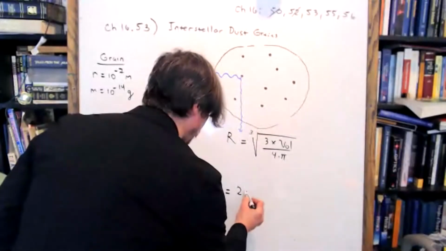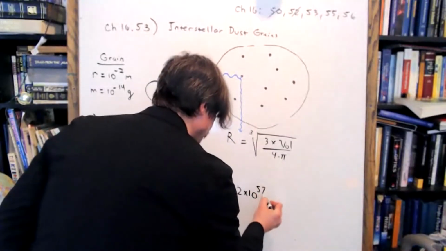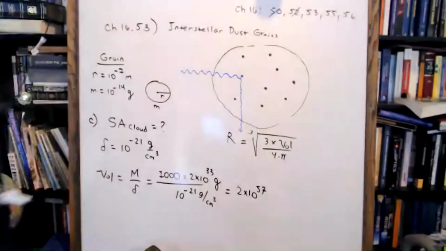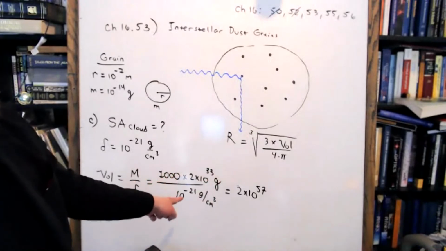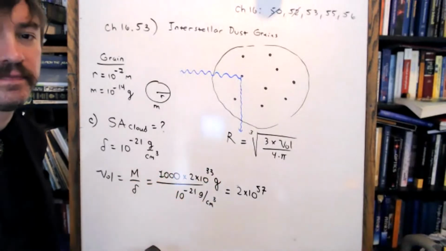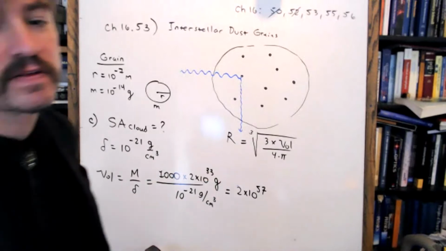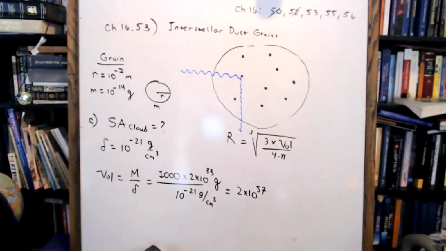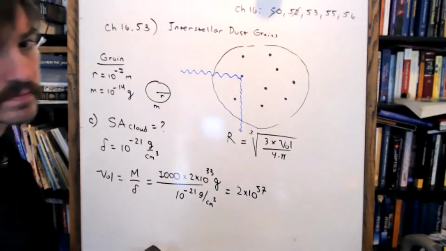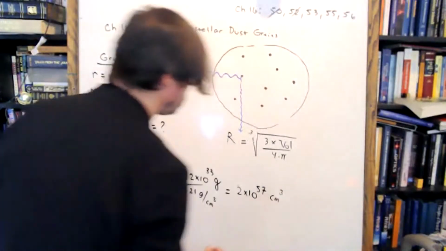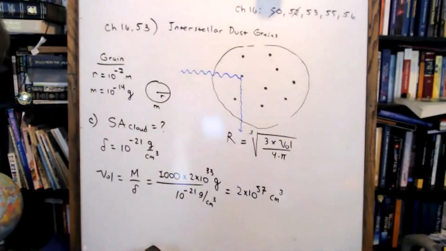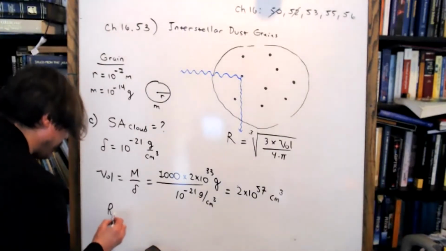You guys see how I did that? (33 plus 10 to the 3 plus 10 to the 21). What are my units? Cubic centimeters. Okay. Now let's calculate the radius of the cloud.